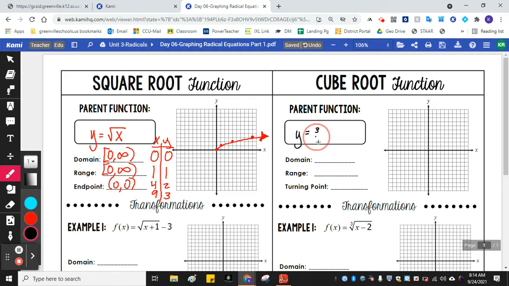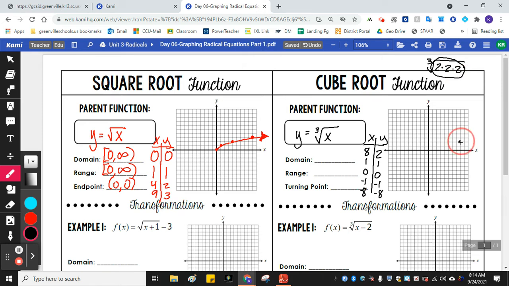Y equals the cube root of x. With cube roots, hopefully, now that we've done a lot of cubes, 8 is a perfect cube. 1, 0, -1, -8. Cube root of 8 is 2. 2 times 2 times 2 gives you 8. Cube root of 1, 0, -1, -8. Remember, 8 is 2 times 2 times 2, so every 2, 1 comes out. So that's why the cube root of 8 is 2.